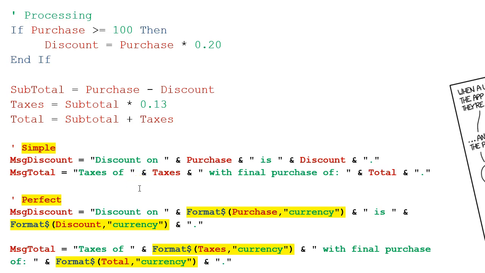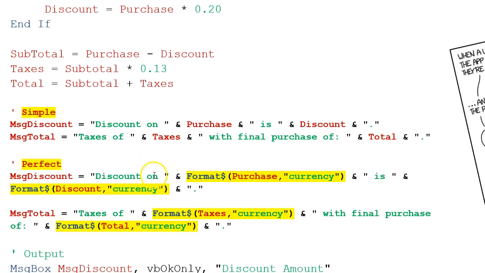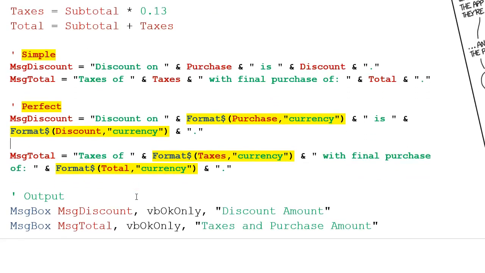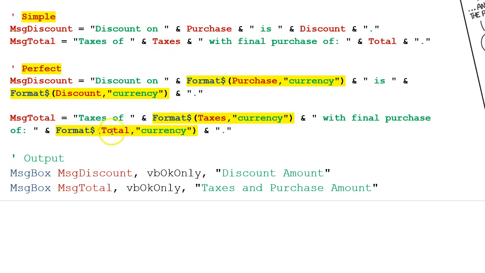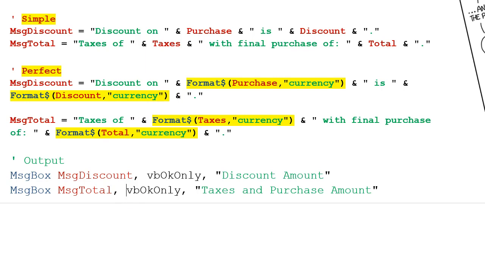Now, I've provided you with two different approaches to creating your output message. You'll notice the first one is the simple version, and in the second case you have the perfect version, quote unquote. And in that case I'm using the format $ sign alongside the currency option. Like I said, we will be learning about format $ sign very soon. And we finish the program with our output, two message boxes with the two messages.